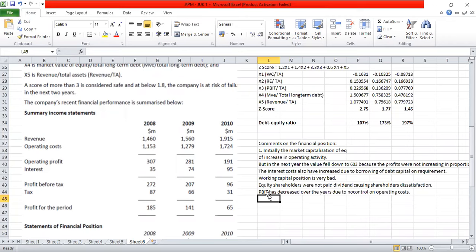Then we have the market value to total debt. The market value in comparison to what debt they have, it is decreasing because they went on borrowing debt capital. So more amount of debt capital has resulted in a reduced X4 variable, which is market value by total long-term debt.